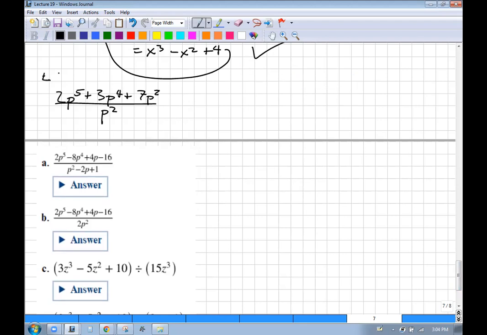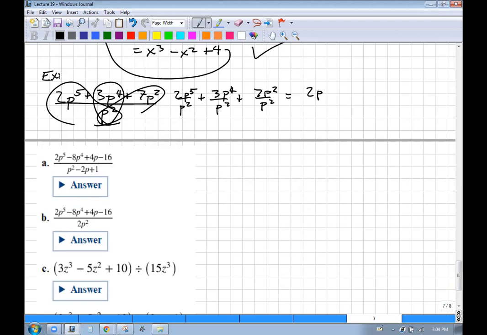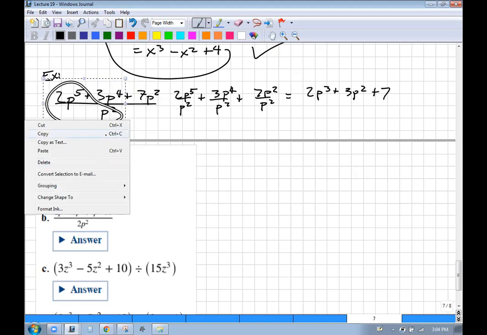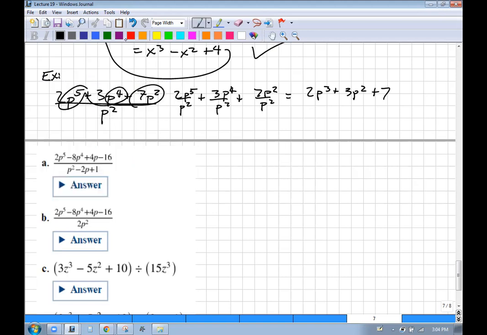Here's an example. Right, this is 2p to the 5th over p squared plus 3p to the 4th over p squared plus 7p squared over p squared. Right, you're just dividing the p squared out of everything. So you would have 2p cubed, 3p squared, and 7. That's the answer, right? Look at this thing a little more clearly. Everything has at least a p squared in it. So you're just taking a p squared out of each one of these things, right? So you don't need to do long division.